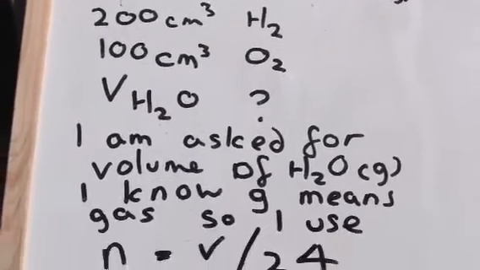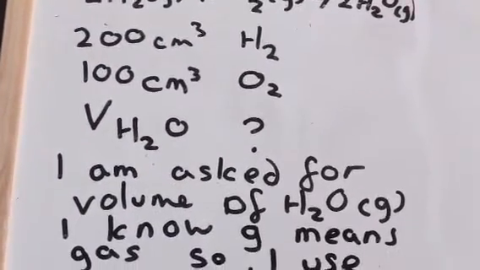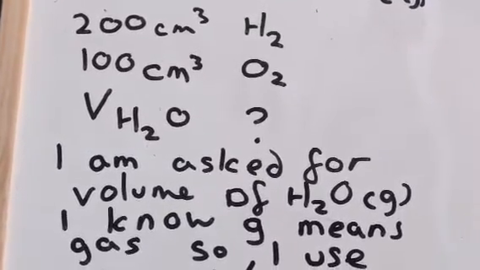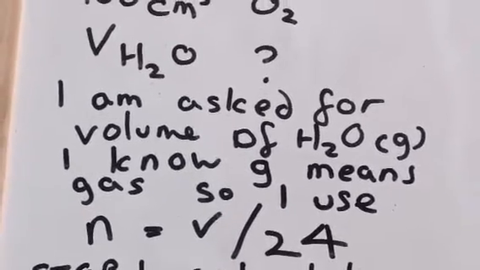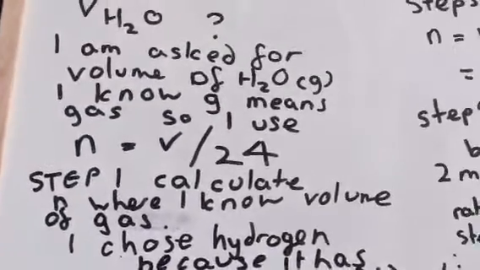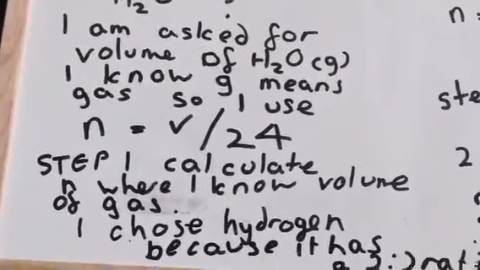So my first step is to work out which equation I'm actually going to use. Well, I'm asked for the volume of water vapour, which I know is a gas, which means I'm going to use n equals V over 24. Okay, so step one, I need to calculate the number of moles where I know the volume of gas that I have.